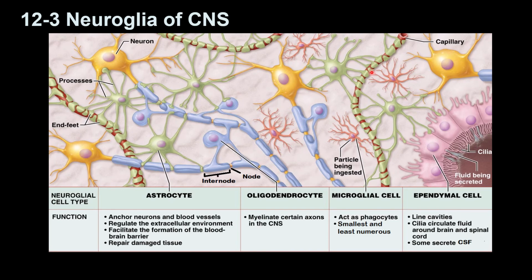Okay, good. So here you have the neuroglia, and there are two types. One is for the central nervous system, and the other one is for the peripheral nervous system. So you have four of them for the central and two of them for the peripheral nervous system. The first one is called astrocytes.